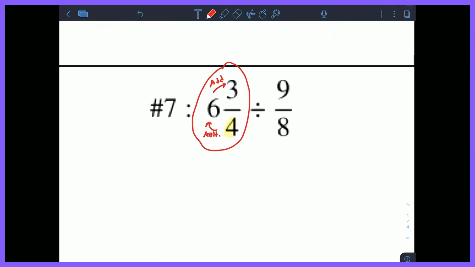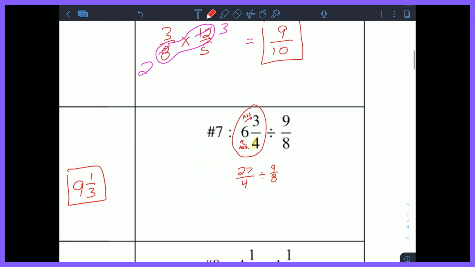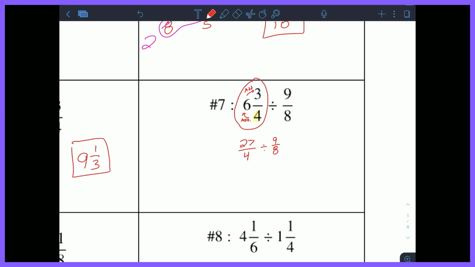So if we actually go ahead and simplify this, it would be 6 times 4 makes 24, plus 3 makes 27, so it would be 27 fourths. So the 27 is found by doing the operations, and then the denominator 4 stays the same. So then we go ahead and rewrite divided by 9/8. I recommend rewriting the problem once before you keep, change, flip. Okay? So now we're going to go ahead and keep, change, flip.